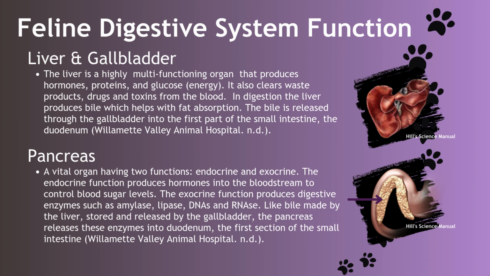Next, we have the pancreas, a vital organ having two functions, endocrine and exocrine. The endocrine function produces hormones into the bloodstream to control blood sugar levels. The exocrine function produces digestive enzymes such as amylase and lipase, DNAs, and RNAs. Like bile made by the liver, stored and released by the gallbladder, the pancreas releases these enzymes into the duodenum, the first section of the small intestine.